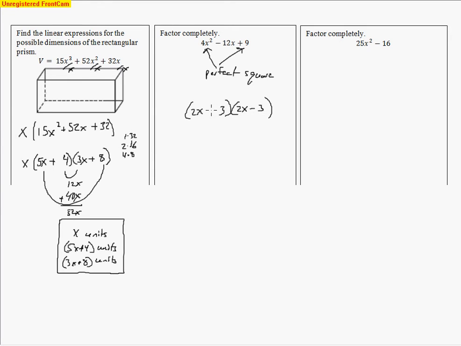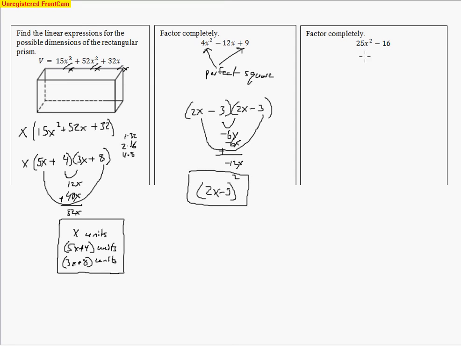Two minus signs, because they multiply to make a positive, I had to make a negative. Now just check your inside terms and outside terms. Check to make sure they work out. Both are negative 6x, so yes, they make negative 12x. So 2x minus 3 quantity squared is the answer.